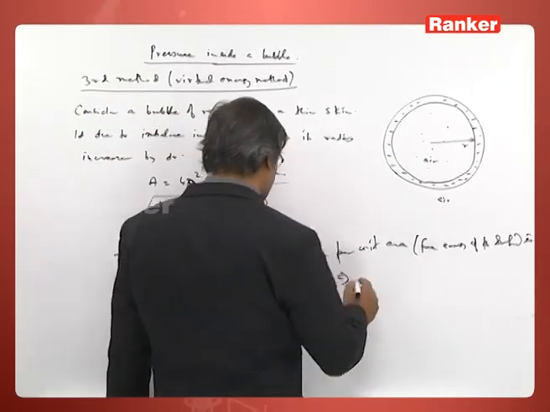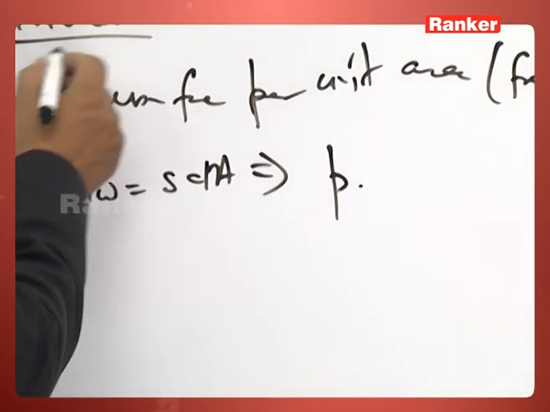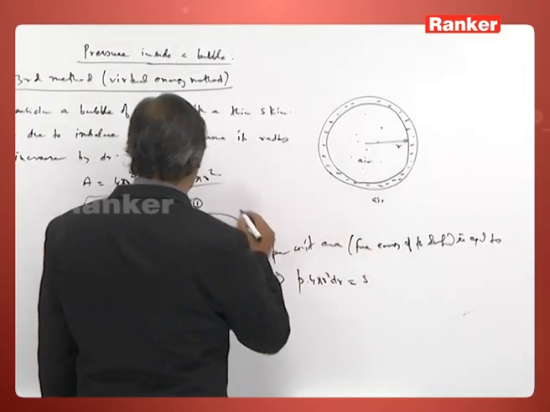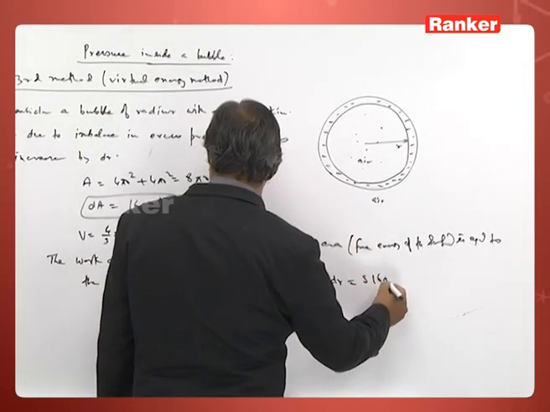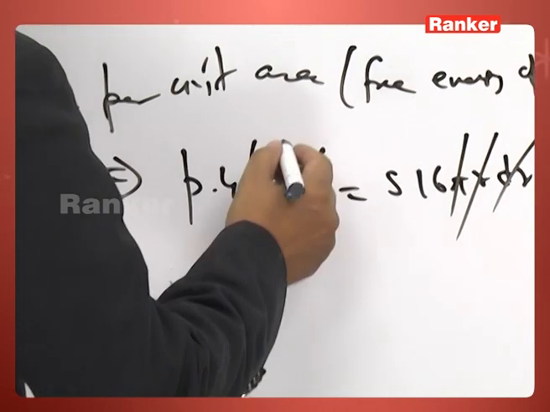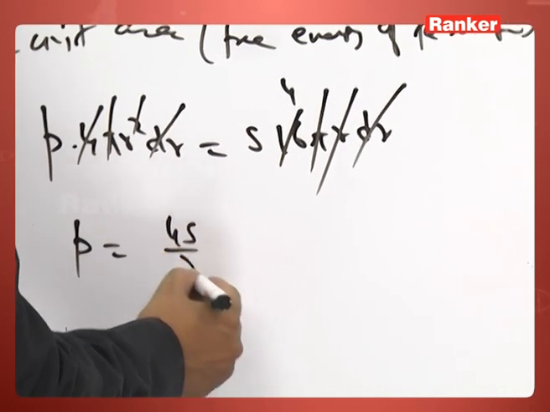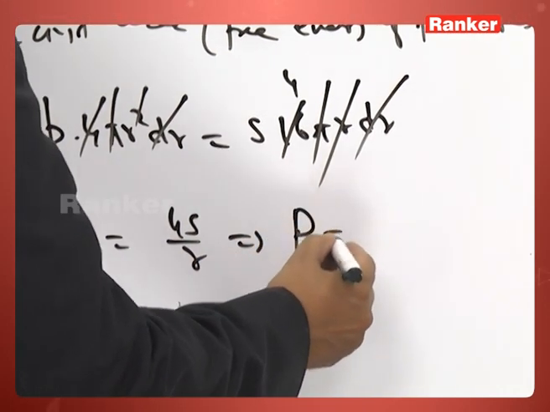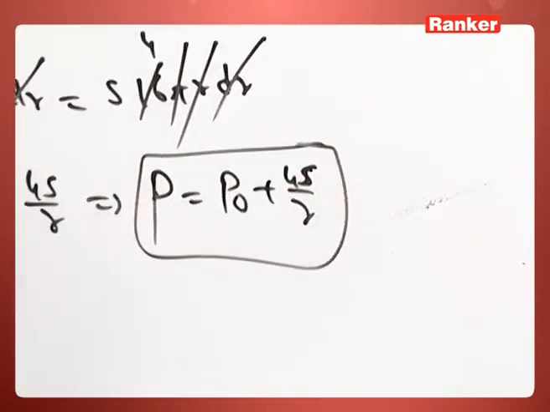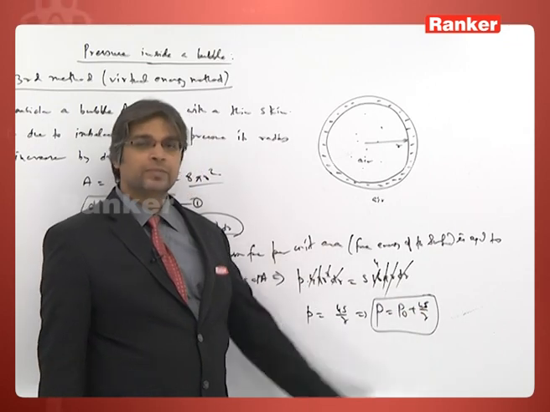So, now dW is excess pressure P into dV, the change in volume, that is 4 pi r square dr, equal to S into change in area, 16 pi r dr. So, dr and pi and one r cancel. So, excess pressure becomes 16 divided by 4, so this becomes 4S by r. So, the internal pressure inside is P outside plus 4S by r. Thus, for a bubble the excess pressure is 4S by r. For a liquid drop it is only 2S by r.